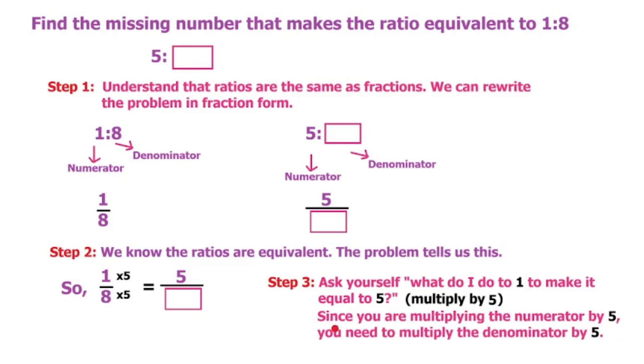Okay, so like we said, since you are multiplying the numerator by 5, you need to multiply the denominator by 5. So the answer is 40 because 8 times 5 is 40. So the equivalent fraction, the equivalent ratio, 1 to 8 is the same as 5 to 40. And that's how you do that kind of problem. And they're all similar to this when you have to find an equivalent ratio.